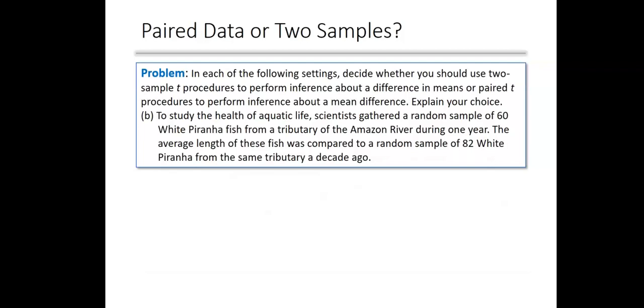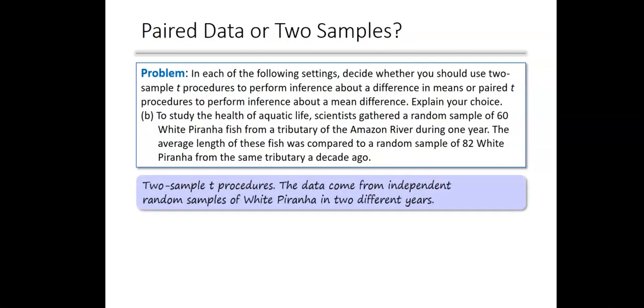Okay. Second scenario. To study the health of aquatic life, scientists gathered a random sample of 60 white piranha fish from a tributary in the Amazon River during 1 year. The average length of those fish was compared to a random sample of 82 white piranha from the same tributary a decade ago. Okay. So what type is that? Maybe not as obvious here, right? So are we pairing the data? Like that first piranha we get, do we pair that with some other piranha from 20 years ago? Or are they paired together?